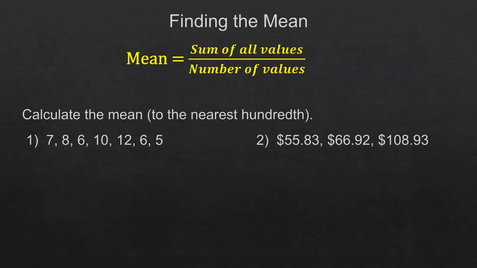So basically we find a total, right? What's the total of these numbers that we have here? So we've got 7 plus 8 plus 6 plus 10 plus 12 plus 6 plus 5. And then we're going to divide that by the number of values that we have, 1, 2, 3, 4, 5, 6, 7, right? And so when we add these up, you'll see that we get 54. And we divide that then by 7.